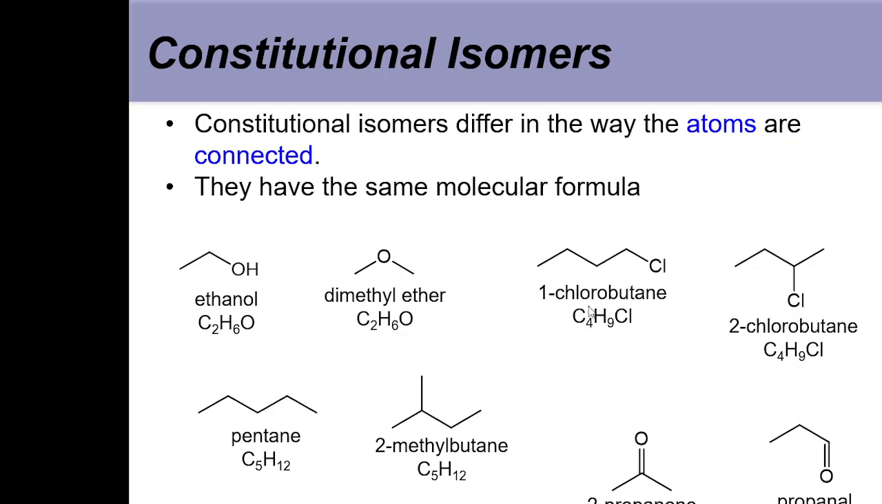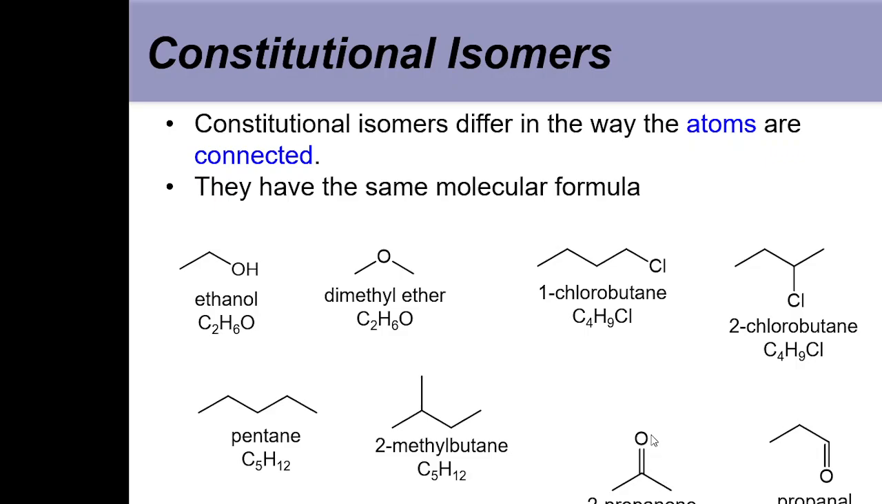For example, chlorobutane. If you have the chloro on the first carbon or the chloro on the second carbon, they both result in the same chemical formula, C4H9Cl, but the compounds are obviously different because the chlorine is bonded to different carbons on the butane chain. Or a classic example would be a pure alkane, such as pentane. You can have a linear structure or a branched structure, such as the difference between pentane and 2-methylbutane. They both have the same formula, C5H12.